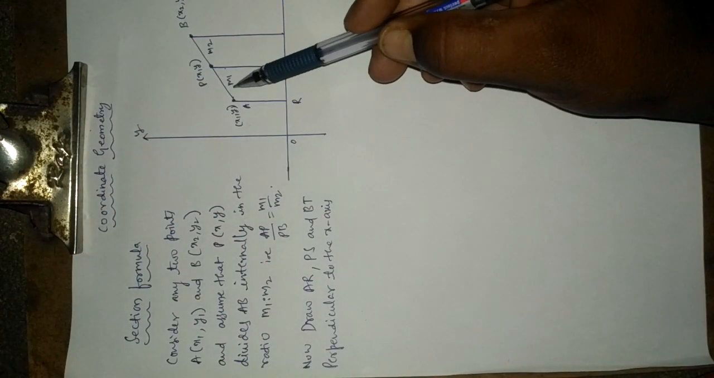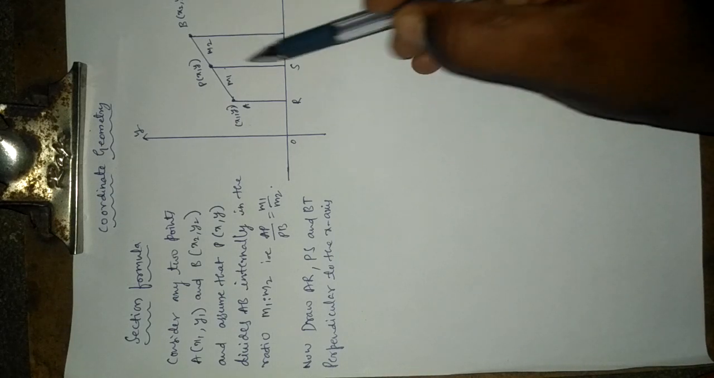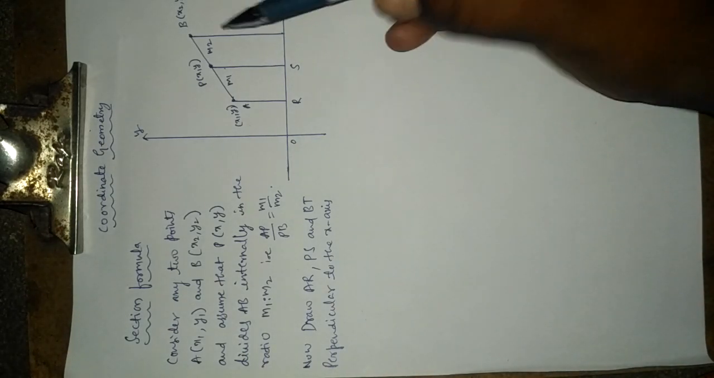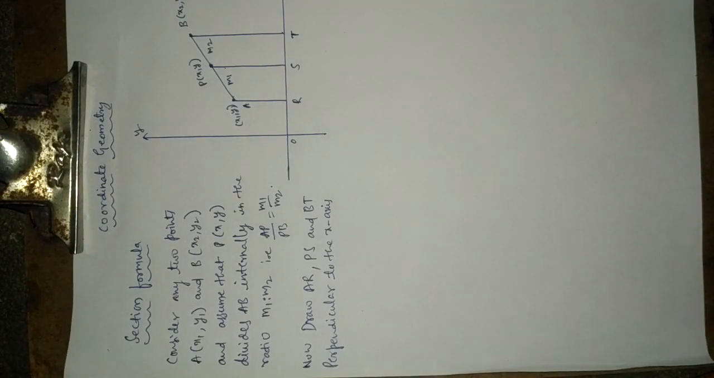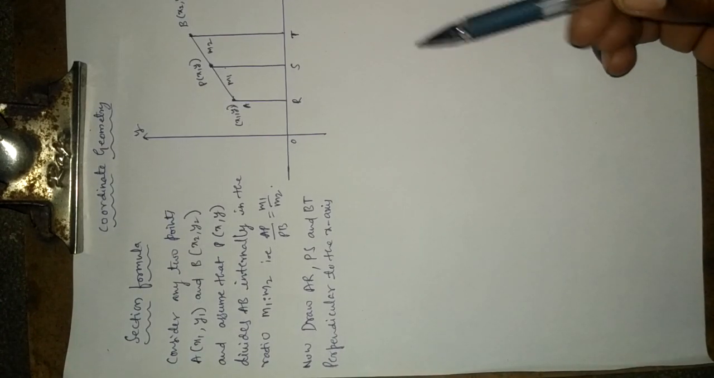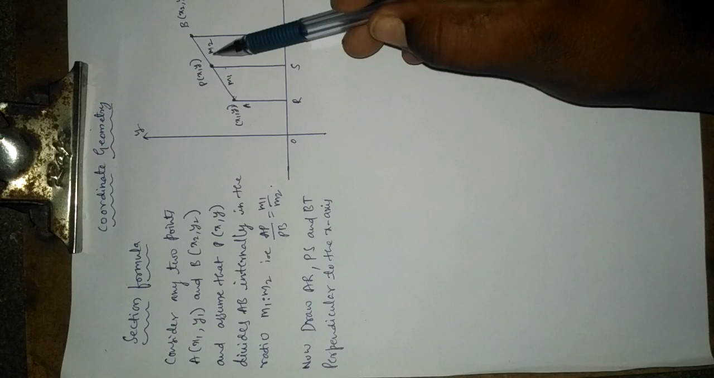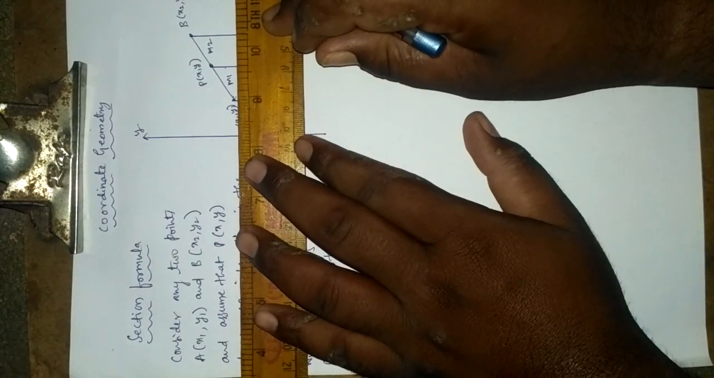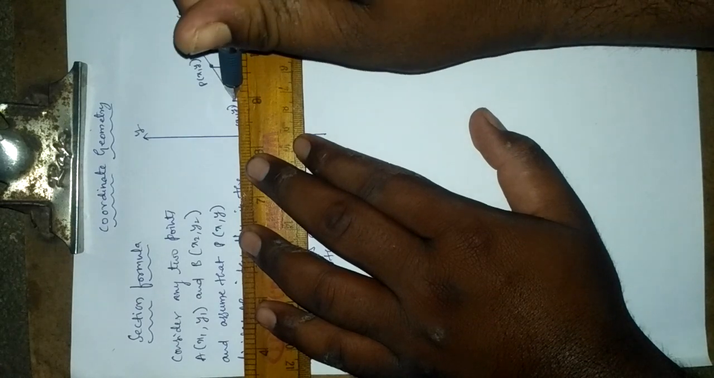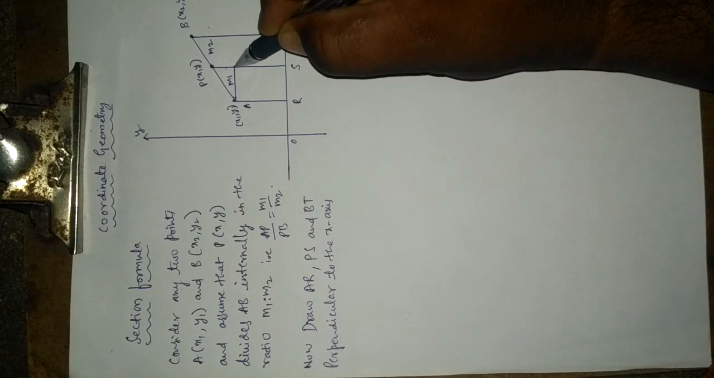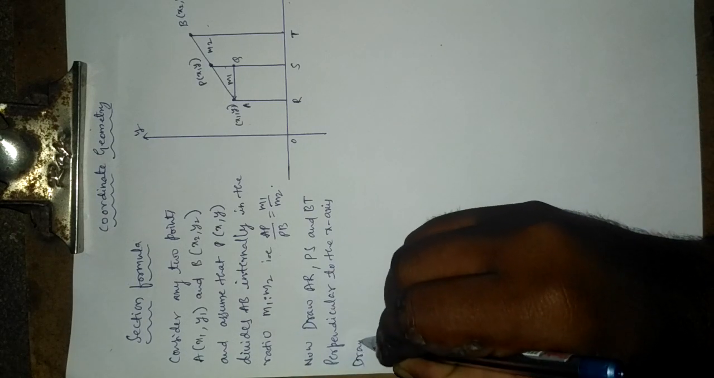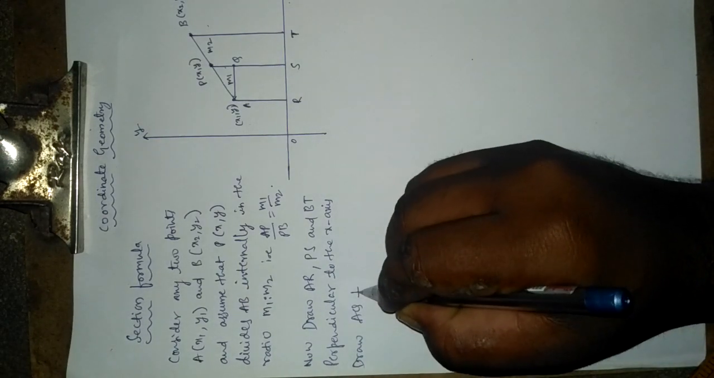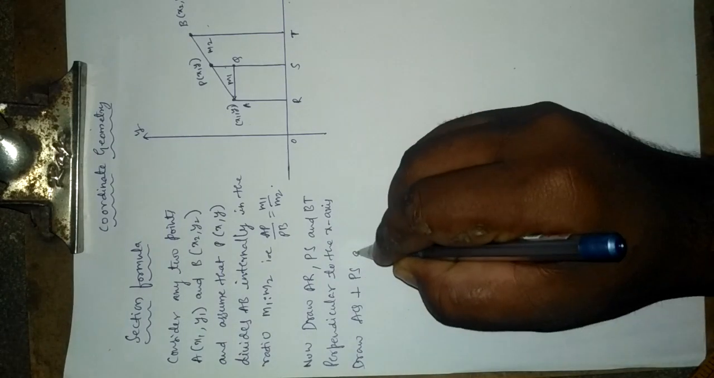So we have to draw AR perpendicular to the x-axis, PS perpendicular to the x-axis, and BT, this is a point T, BT perpendicular to the x-axis. Now we have to draw a perpendicular line from point A to PS. So this one I am going to name as Q. It means AQ is perpendicular to PS. Here I am going to write, draw AQ perpendicular to PS.